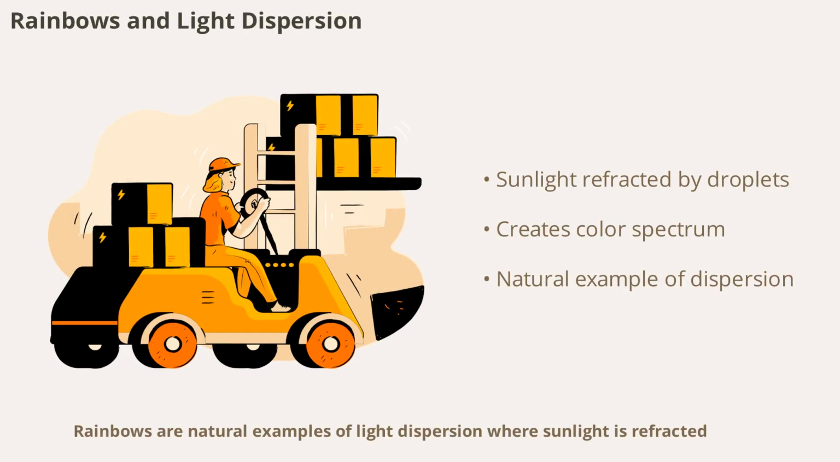Rainbows are natural examples of light dispersion, where sunlight is refracted, reflected, and dispersed by water droplets in the atmosphere. Each droplet acts like a tiny prism, separating the light into its component colors. This beautiful phenomenon illustrates the principles of refraction and dispersion in nature.